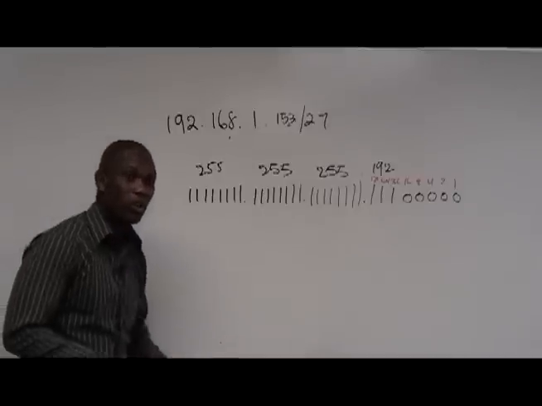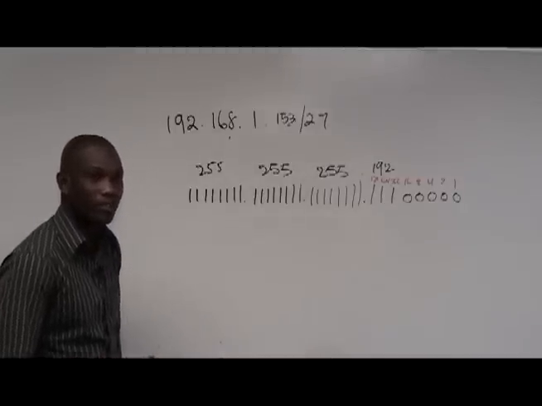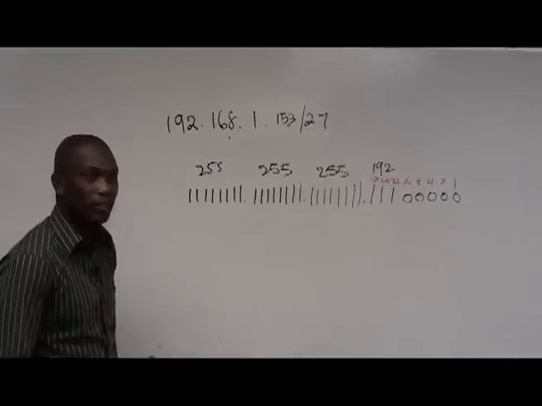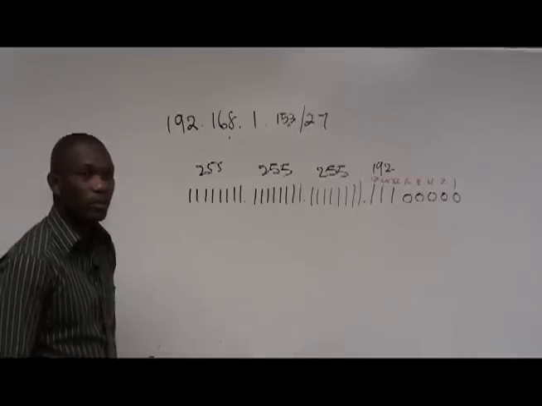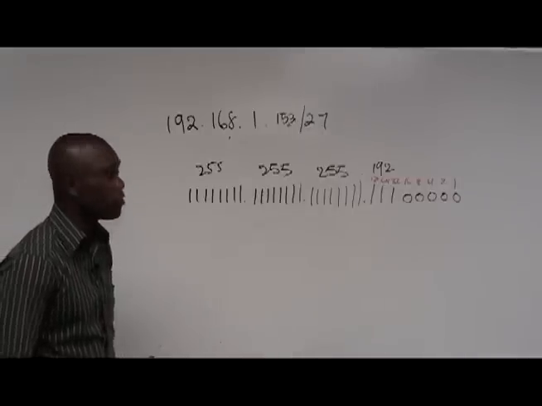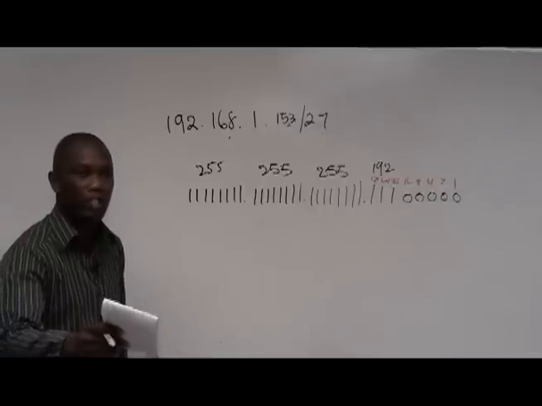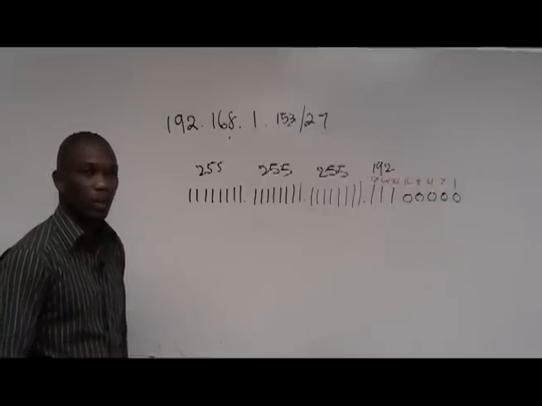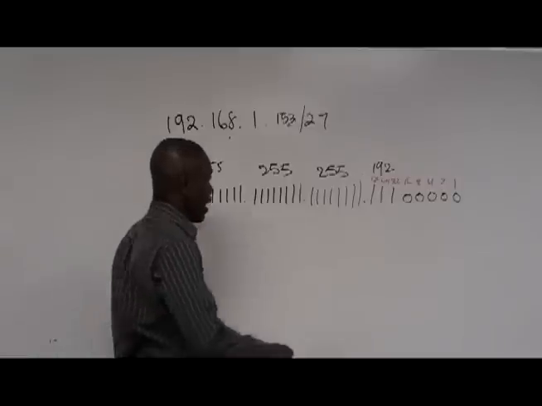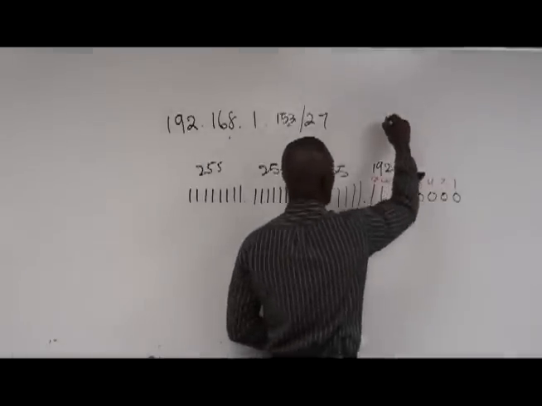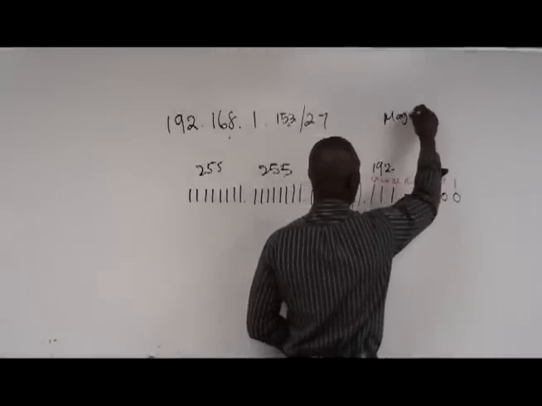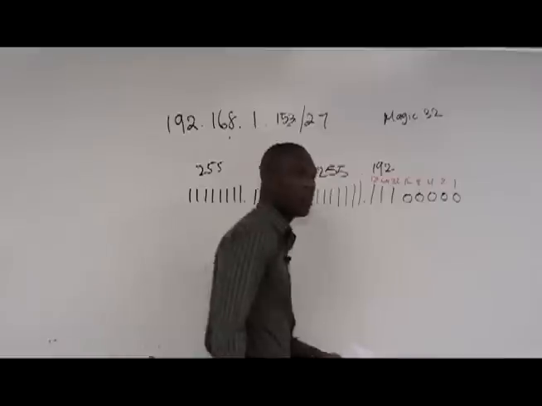Now my question to you all: what is the magic number? Somebody say. 32 is the magic number. Why is 32 the magic number? Because it's the last borrowed bit. So we're going to just put it up here. Magic number is 32. So you're seeing the importance of the magic number.